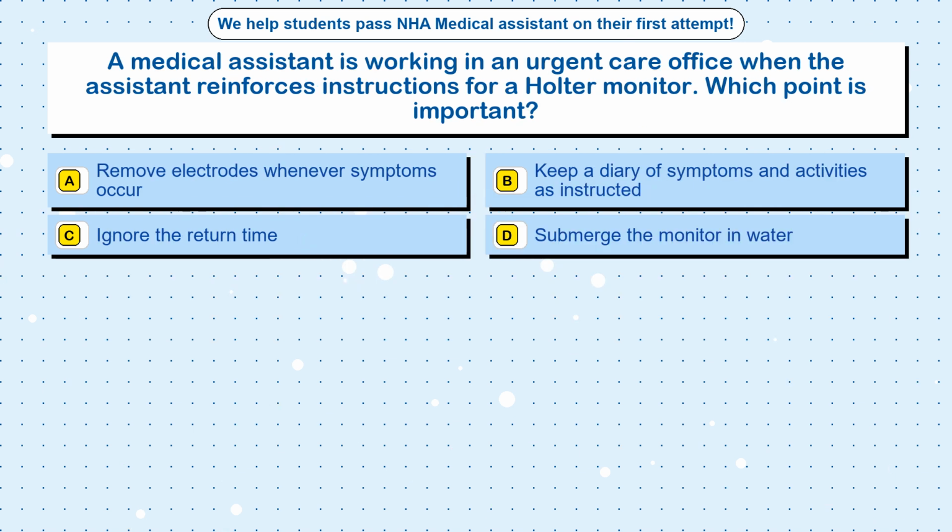Question 49. A medical assistant is working in an urgent care office when the assistant reinforces instructions for a Holter monitor. Which point is important? Option A. Remove electrodes whenever symptoms occur. Option B. Keep a diary of symptoms and activities as instructed. Option C. Ignore the return time. Option D. Submerge the monitor in water.